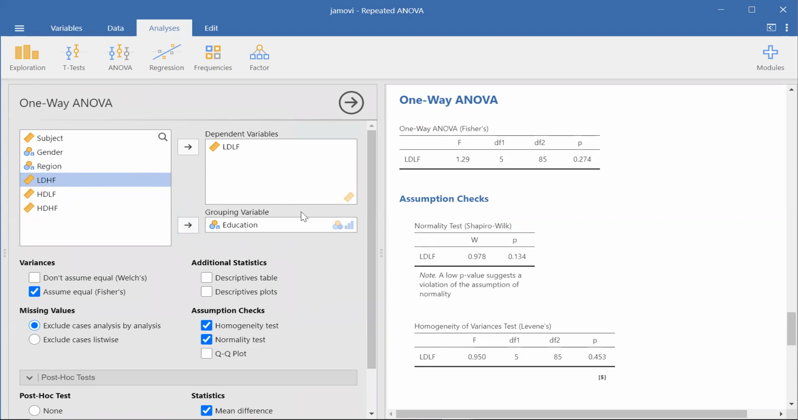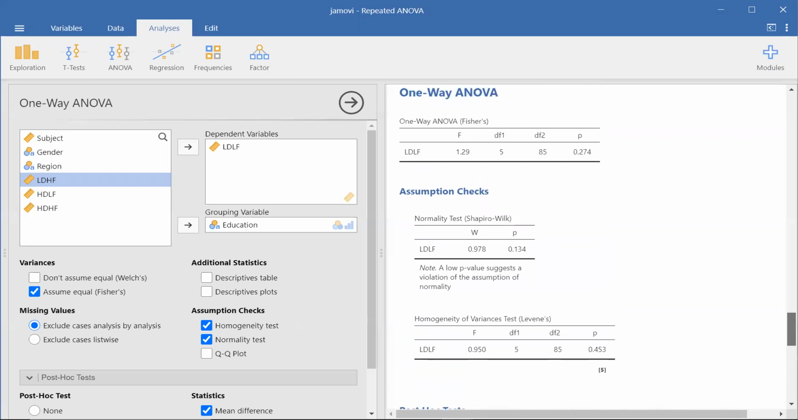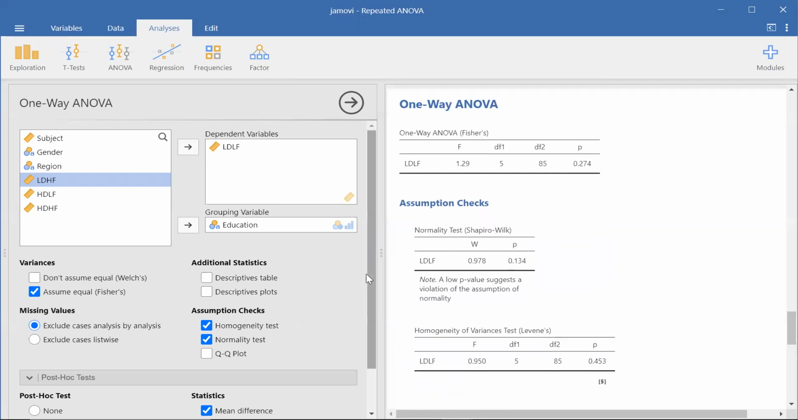Region or only education. So here in our assumption checks for the Shapiro-Wilk test, the p-value is greater than 0.05, which suggests that the data is normal. And for the homogeneity of variance test, the Levene's test, the p-value is also greater than 0.05, which indicates that the data is homogeneous indeed. So that means the variance is equal.